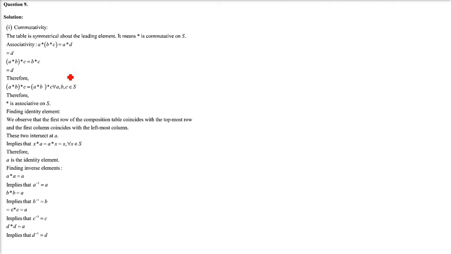Question number 9. Consider the binary operations star and O defined by the following tables on the set S equals {A, B, C, D}. The first and second are given. Show that both the binary operations are commutative and associative. Write down the identities and list the inverse of elements. So let me just make the tables. First we'll start with the star one. A, B, C, D. Here also A, B, C, D.